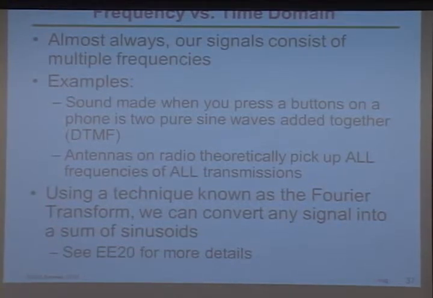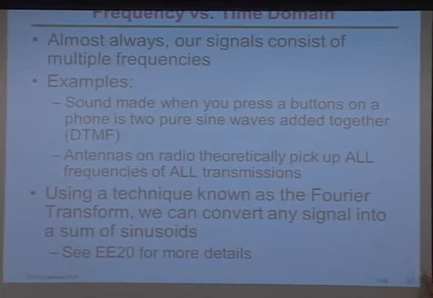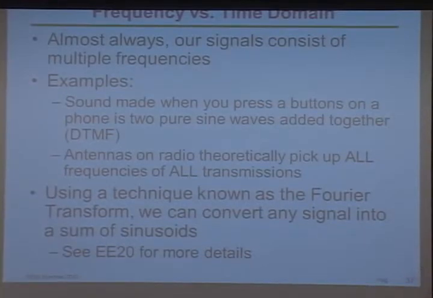And as you know, based on the example we did with two sources, you could still apply the same basic idea of impedances and frequency response and so forth. You have many frequencies at once. You just do superposition. So for example, if you push a 1 on a phone, you get a sound which is really just two sines added together. Antennas, as I mentioned, should theoretically pick up all frequencies of all transmissions in the universe.